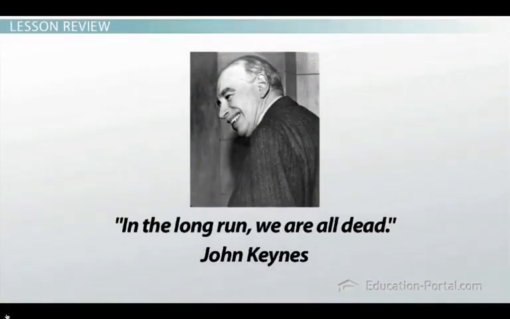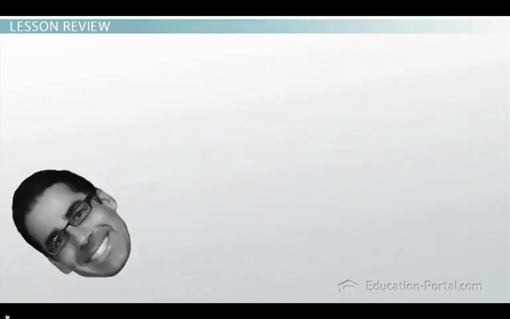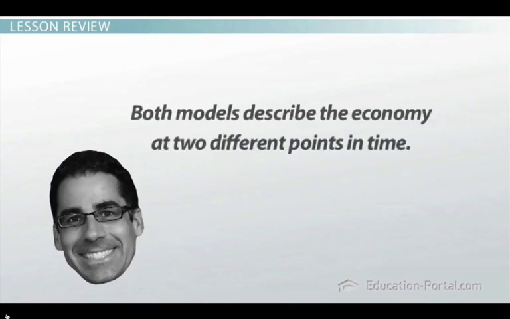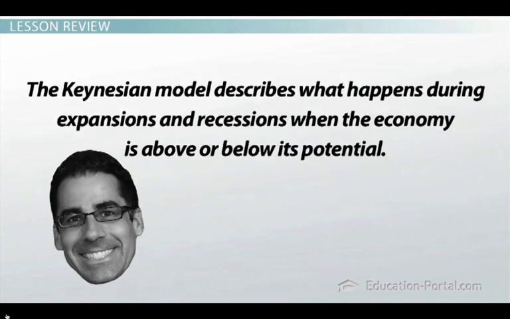Which one of these models is the correct model of the economy? Both of them are correct, because they're describing the economy at two different points in time. The classical model describes the economy in the long run, where resources are fully employed and everyone is working. The Keynesian model describes what happens during expansions and recessions, in the short run when the economy is above or below its potential.